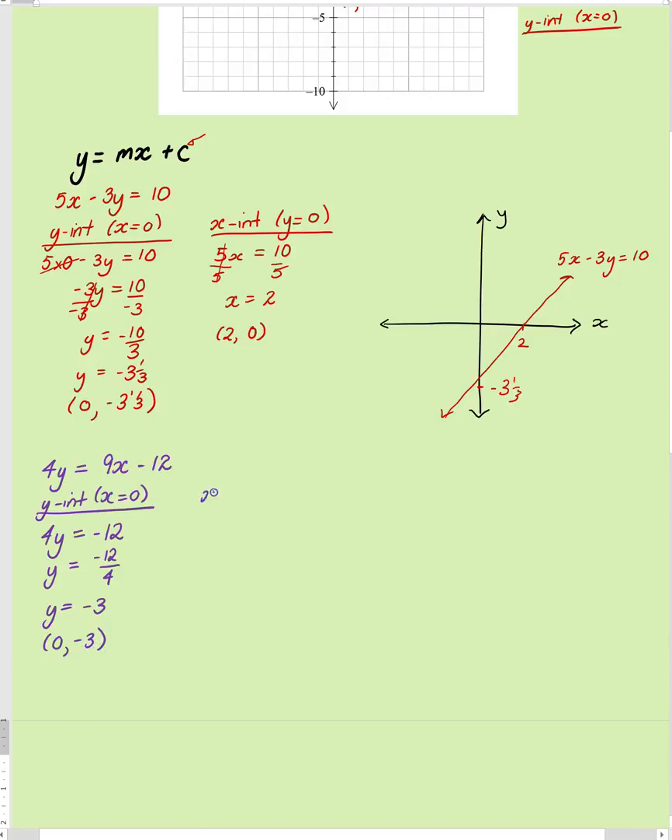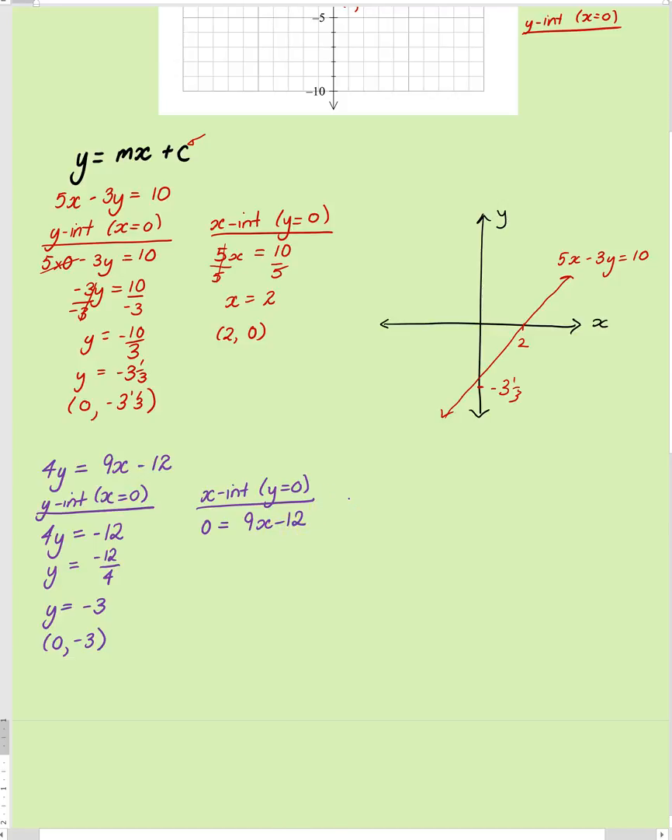To find my x-intercept, again, y equals 0. We look at our equation, 4 times 0 is 0. What comes next equals, and I just write the rest of that equation. So this is where you have to do a little bit of algebra here. We don't want the 9x take 12, we want that minus 12 to be on the other side. So how do I get rid of a take 12?